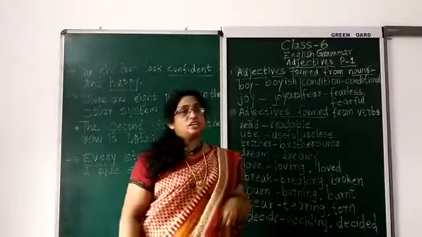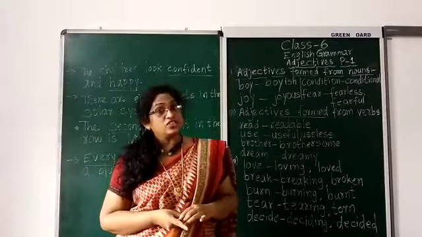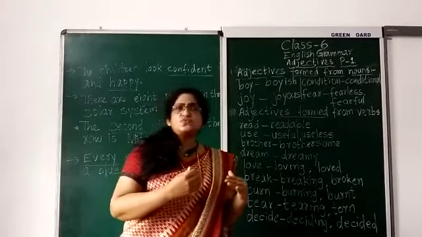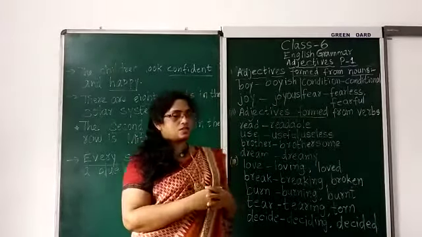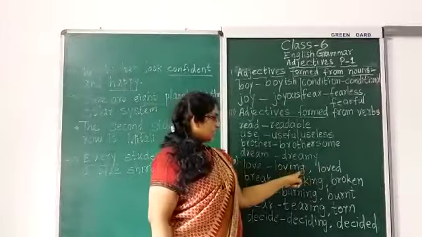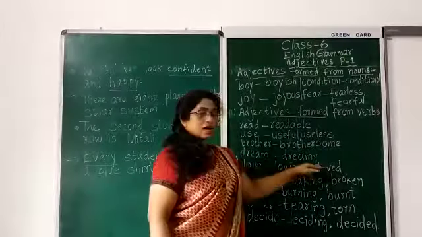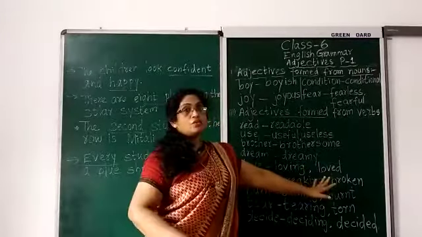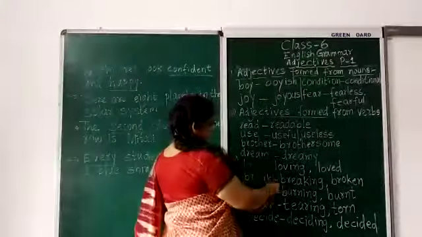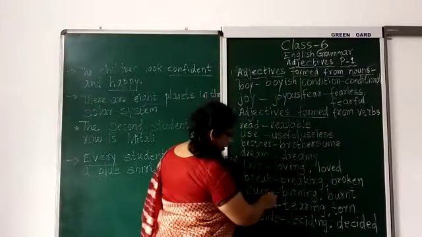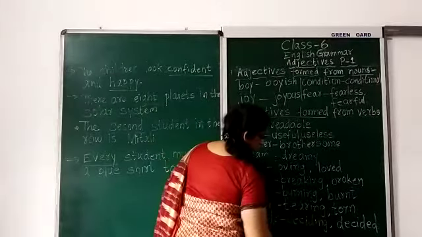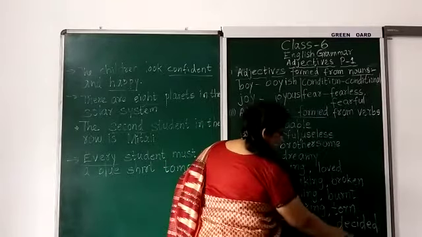Next, from verbs by adding ed, ing, d, t, n, or er. These forms of verbs are called participles. For example, love, loving, loved. These are the adjective forms. We can use them as participles. These forms of verbs are participles also. Break, breaking, broken. Burn, burning. Tear, tearing, or torn. Decide, deciding, decided.